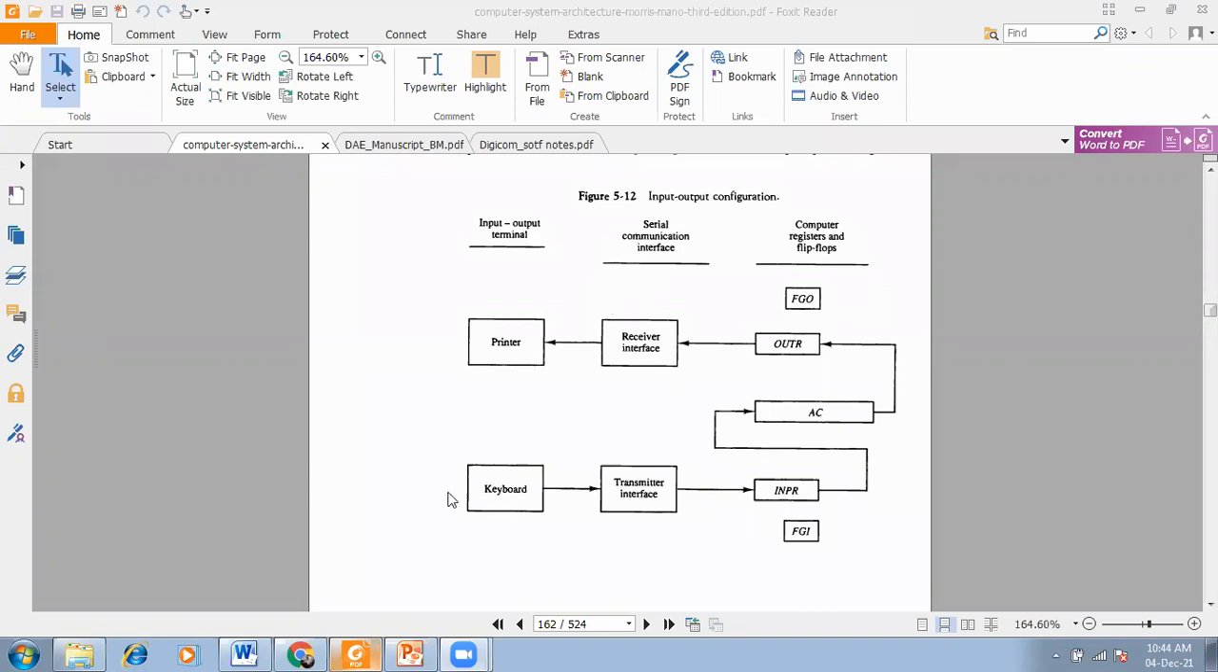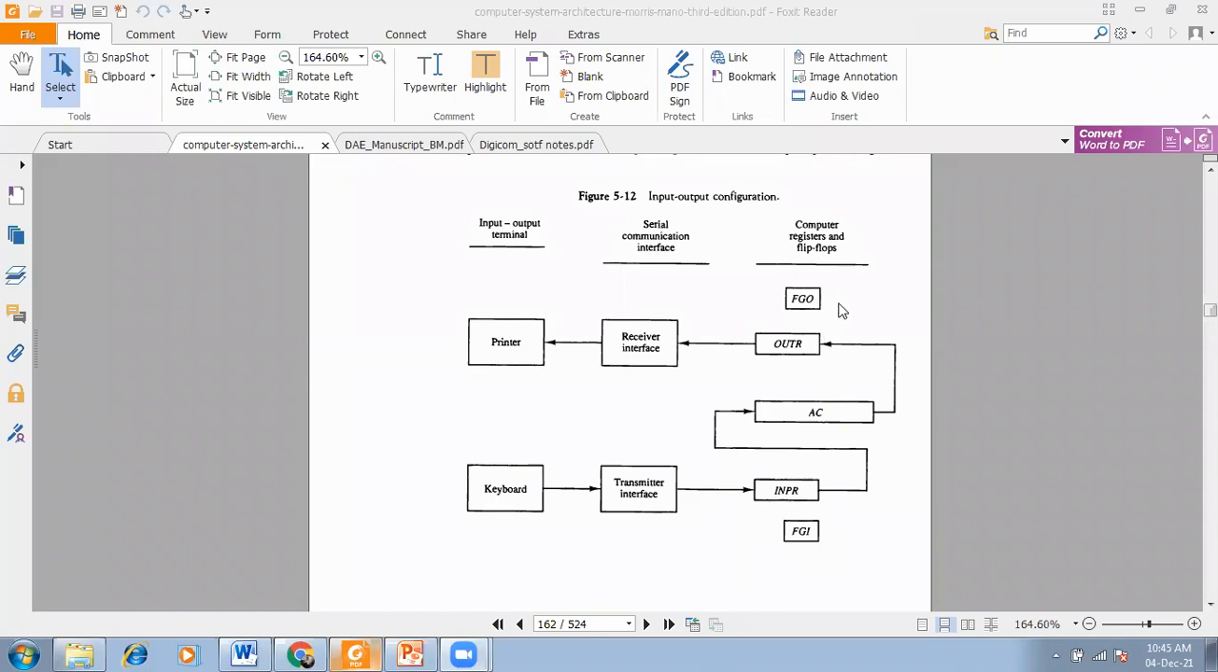Okay, so data are moving from the keyboard to the accumulator. When FGI is equal to 0, you send the data from the keyboard to the INPR through this transmitter interface. And when this flag FGI is set, then data is moving from INPR to the accumulator. When this communication is completed from INPR to the accumulator, then automatically FGI should be 0, and at that time you can take the data.